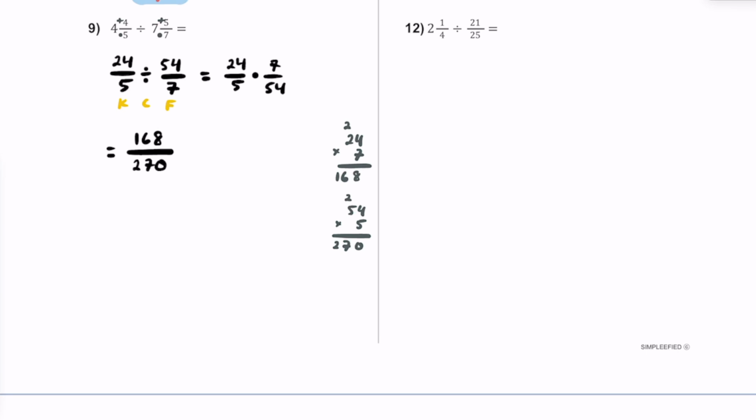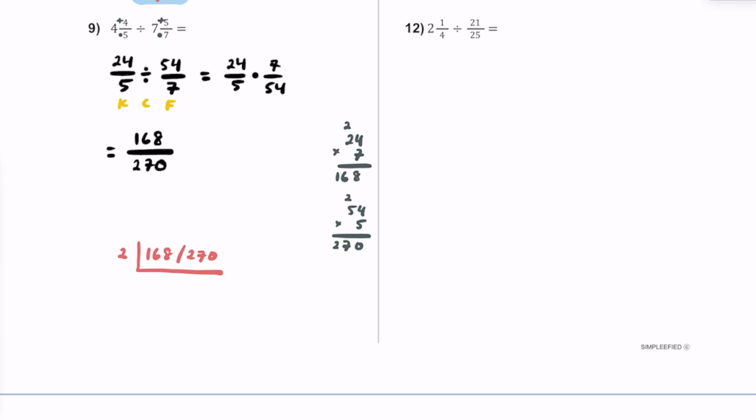Okay, so we have some pretty large numbers again here, but let's use our divisibility rules to help us simplify this as much as possible. So we have 168 and we have 270. They both are even numbers, so we're going to divide them both by 2.